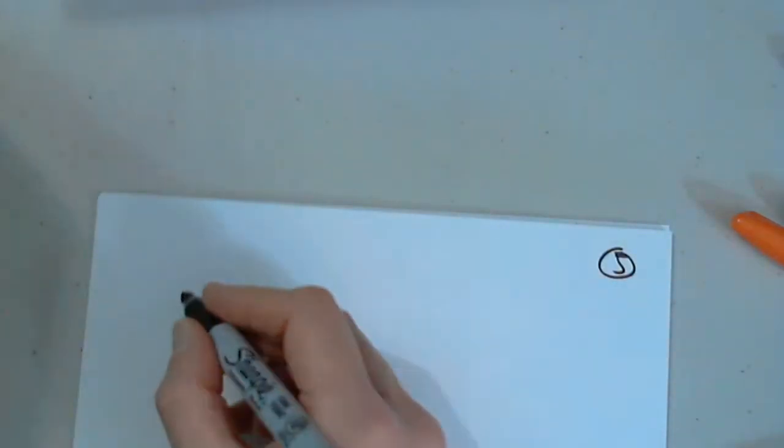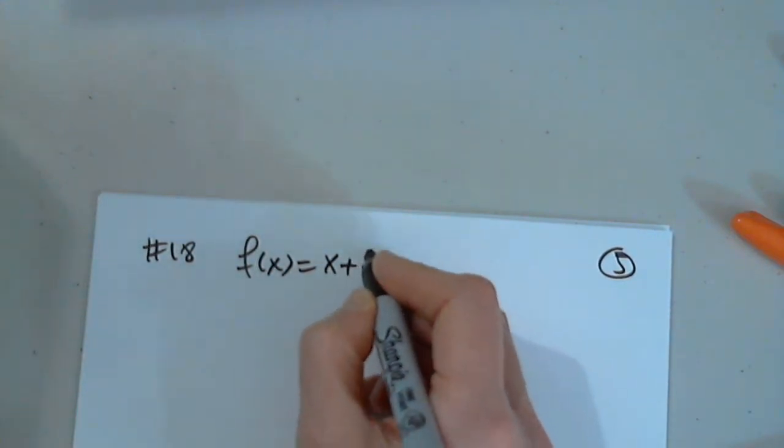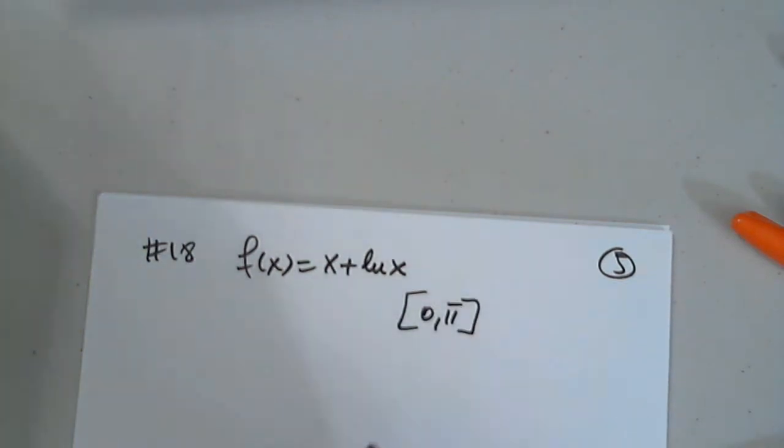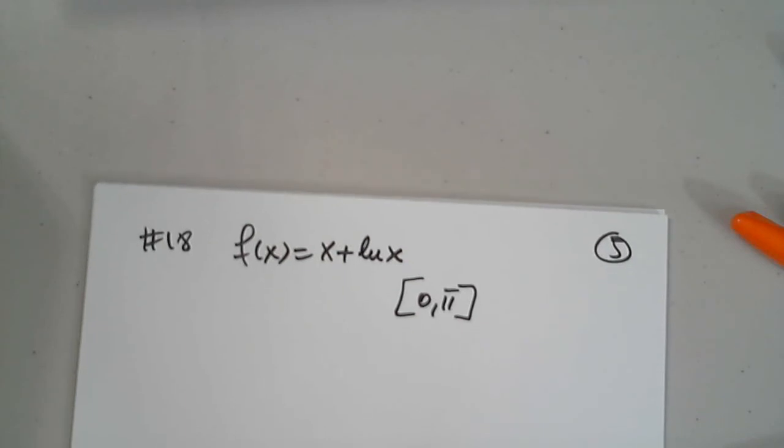So let's look at, let's say 18. So f of x equals x plus natural log x. The interval is between 0 and pi. So they're just asking us to find an expression. Find an expression for the area under the graph. So let's do that.